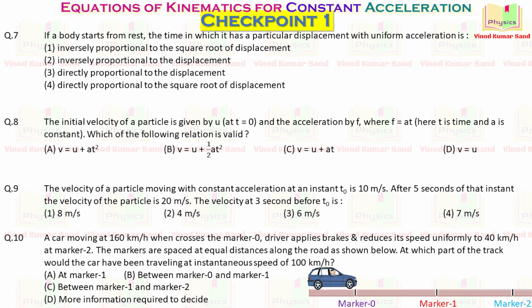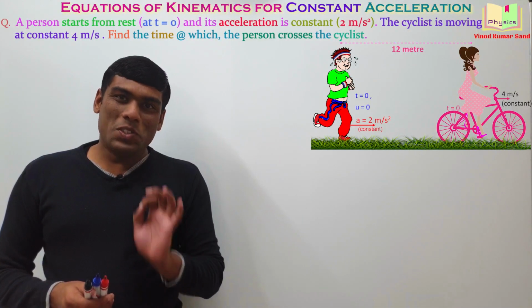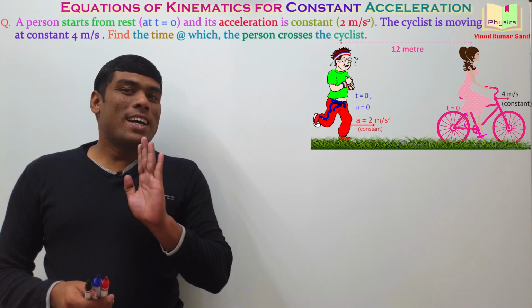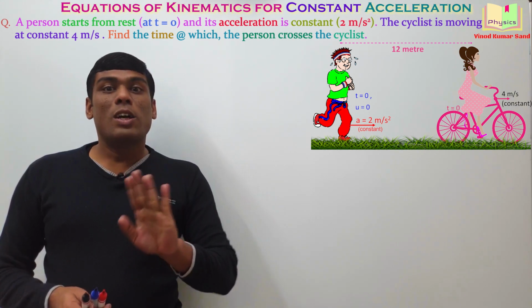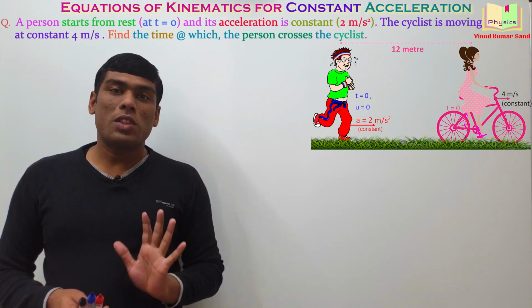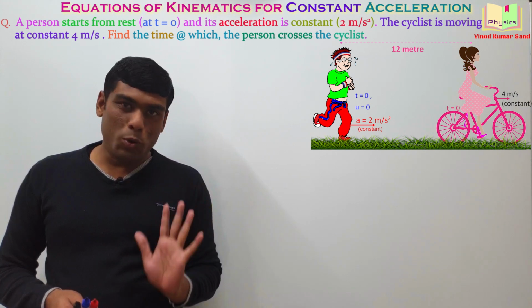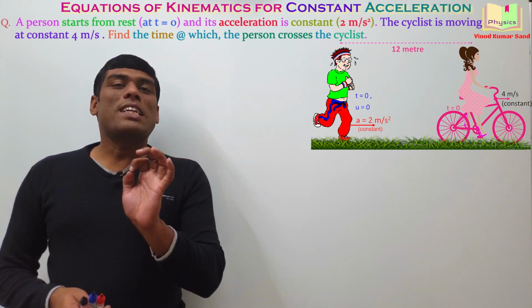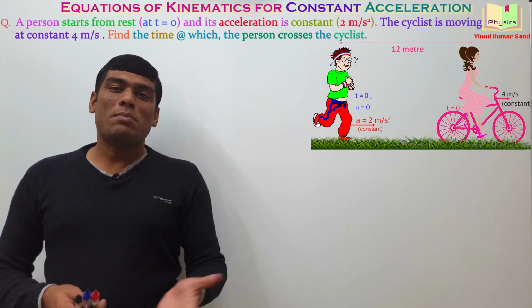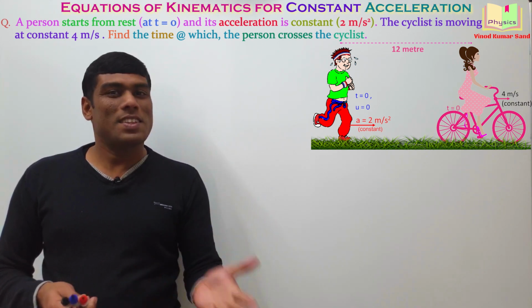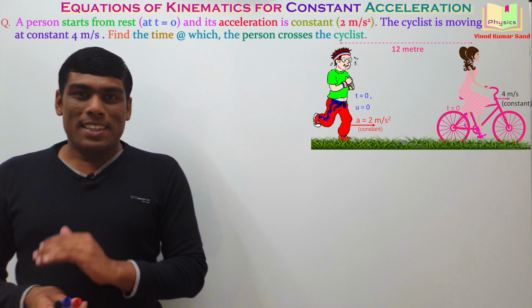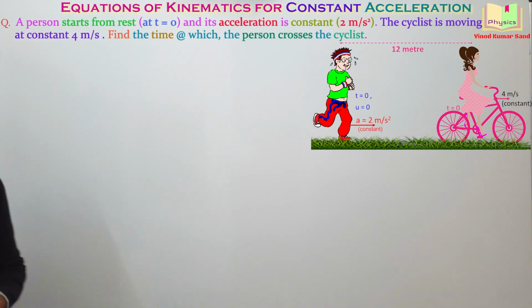Here is the next question and it's a simple one. The person is starting from rest with constant acceleration, while the cycle is always moving with a constant velocity of 4 meter per second. Then we need to find at which moment of time the person will cross the cycle. Okay, give it a try. Then I'll be simplifying it on board.